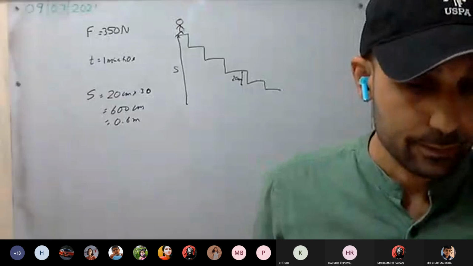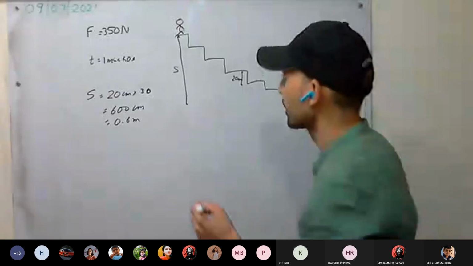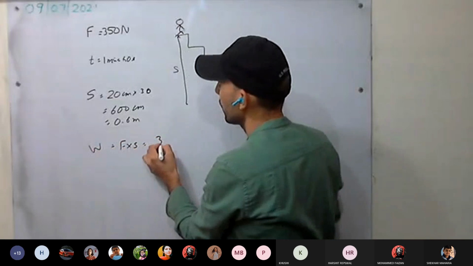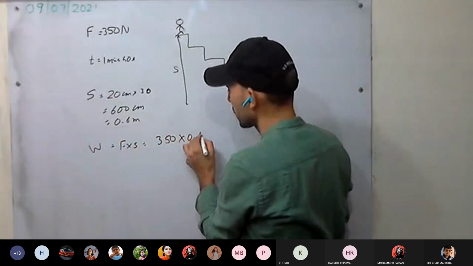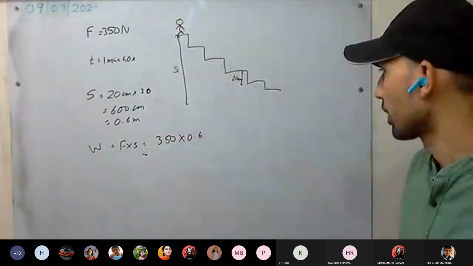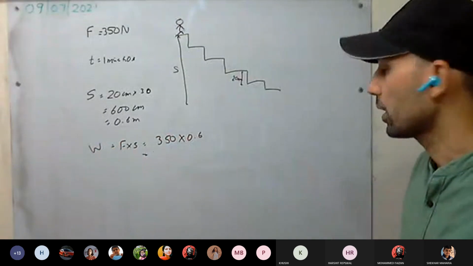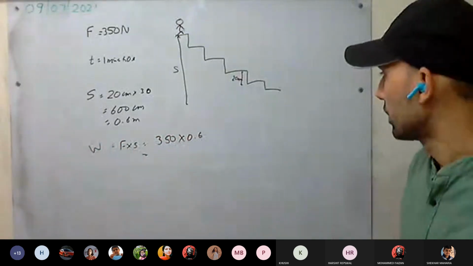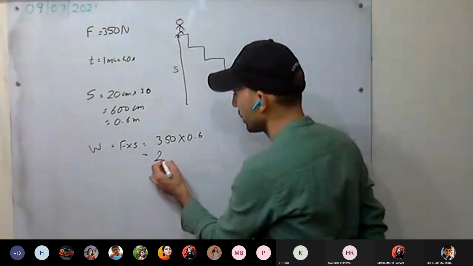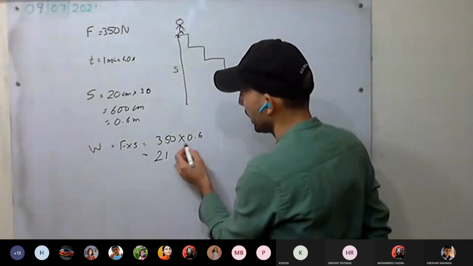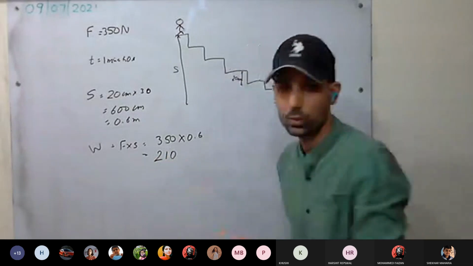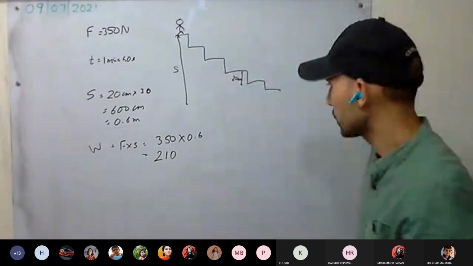what you are going to get? Work done. Okay, work done equal to F into S. 350 Newton into 0.6 meter. Calculate it, everyone. 6 5 0. 30. 6 is 18, 21. And 0.60, you can say 210. 2100 joules.